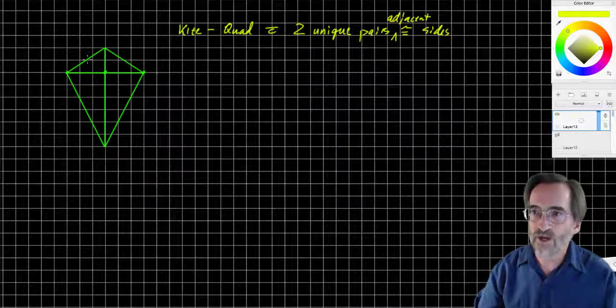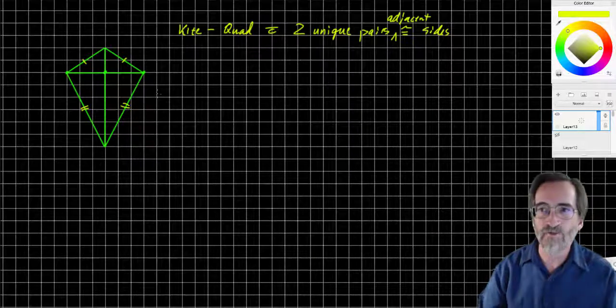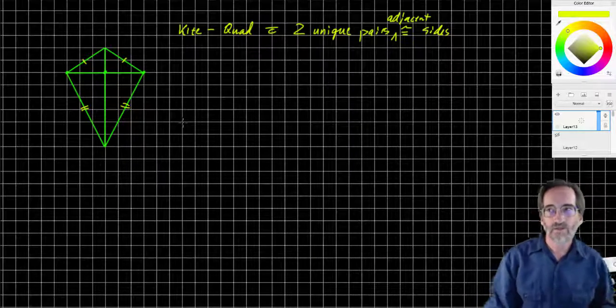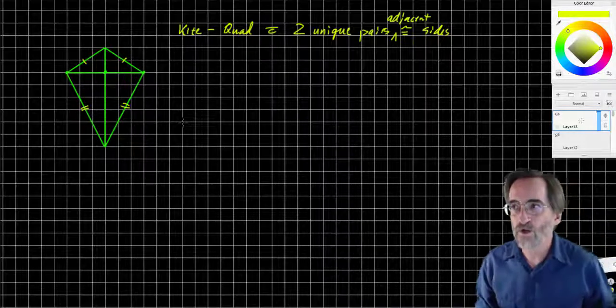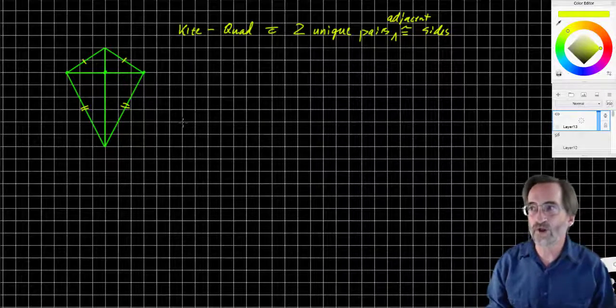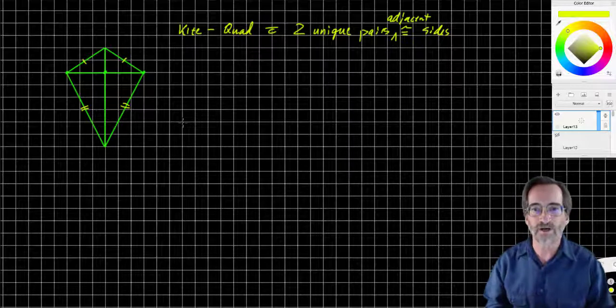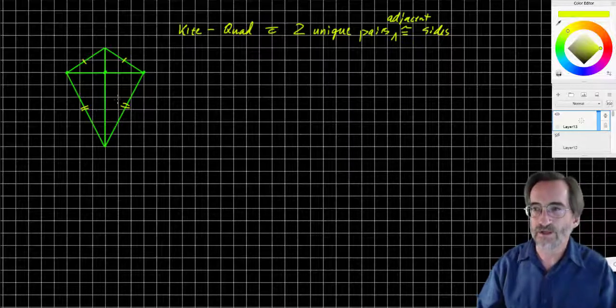So here in this kite, the top two sides are the same, and the bottom two sides are the same, but the tops are not the same as the bottoms. That's the definition of a kite: a quadrilateral with two unique pairs of adjacent congruent sides. Adjacent congruent sides. All right.